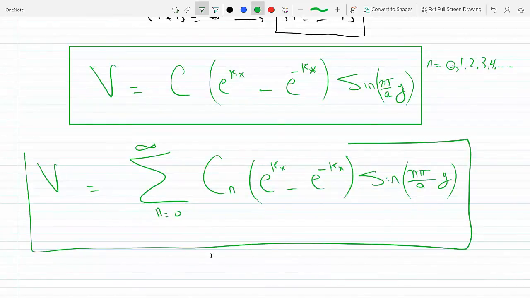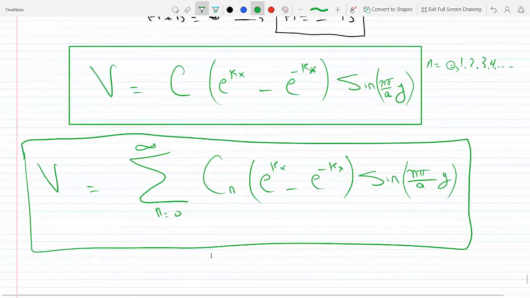And now we have to go and hunt that coefficient that we have created there, well, an infinite set of coefficients, and for that I will consider boundary condition number 4.